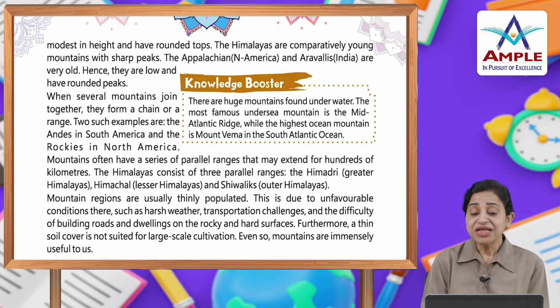The Himalayas consist of three parallel ranges: the Himadri, Great Himalayas; Himachal, Lesser Himalayas; and Shivaliks, Outer Himalayas. Mountain regions are usually thinly populated.